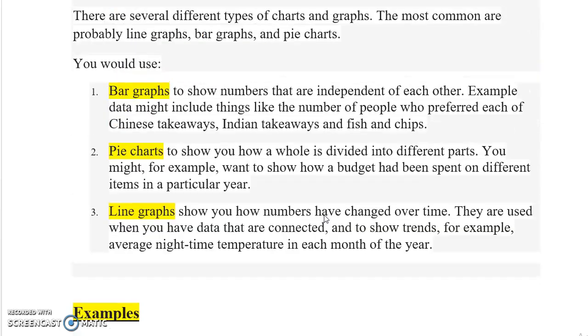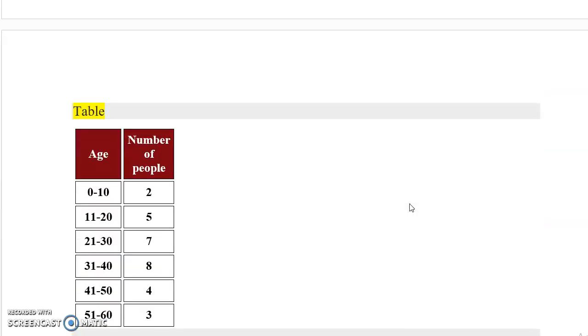The next one is the pie chart. Again, it is to show you how a whole is divided into different parts. You might, for example, want to show how a budget had been spent on different items in a particular year. Okay, we will see an example here.